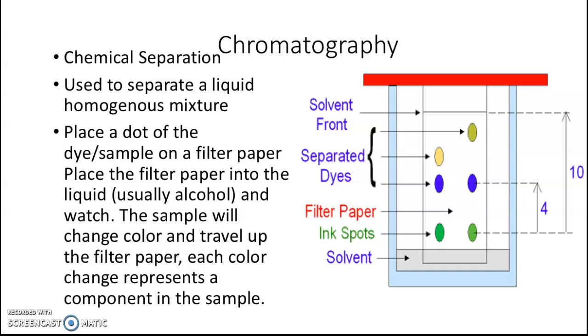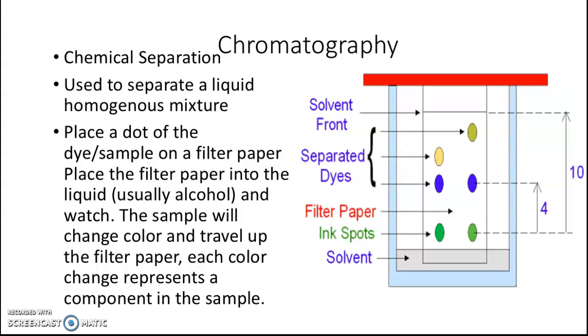It's used to separate liquid homogeneous mixtures. It's mostly for dyes, right? So if you want to separate the chemicals in a dye or ink, you go ahead and use chromatography. So what happens is you have a filter paper, you place a dot of your dye or your ink onto the filter paper, and then you put the filter paper in a solvent. Solvent could be alcohol, right? And slowly over time, as the alcohol travels over the filter paper, you're going to see that the ink is going to start running and it's going to start traveling upwards.